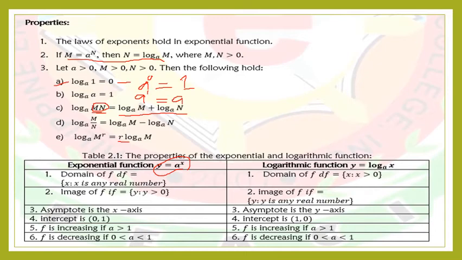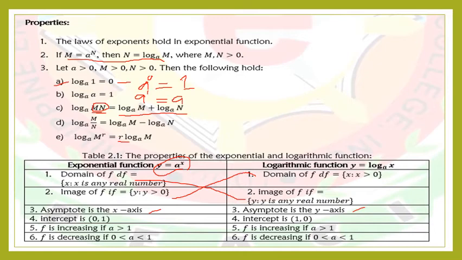Ang image naman or range ni exponential function is y greater than 0, and then yung image naman ni logarithmic function is any real number. Kasi inverse lang nga. Okay, so that's why si domain ni exponential, yun yung magiging image ni logarithm. Yung domain ni logarithm naman is yun yung magiging image ni exponential. Kasi inverse lang silang dalawa. The asymptote is the x-axis sa exponential function. Yung asymptote naman ni logarithmic function is the y-axis.